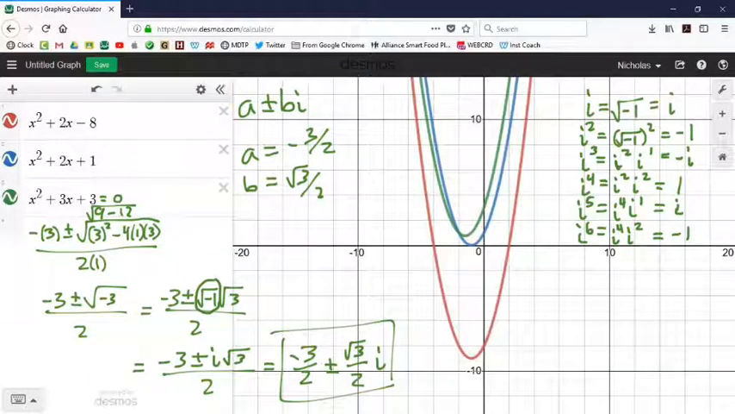Okay, so are you guys getting used to the pattern here? Do you guys know what i to the seventh is? Yes. What is it? It is -i. So what is i to the eighth? 1. Uno. So you guys are getting it.